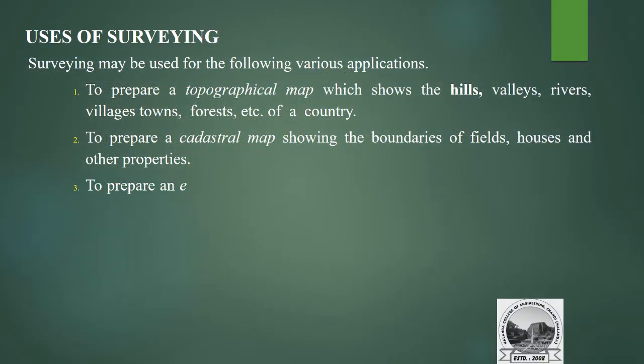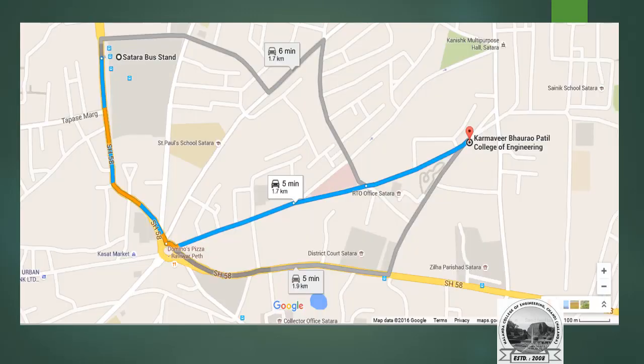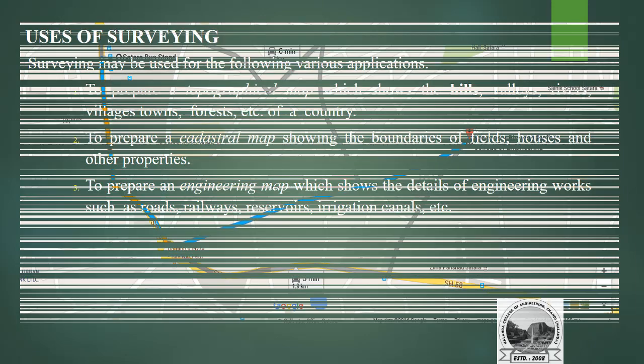Then third one, to prepare an engineering map which shows the details of engineering work such as road, railways, reservoir, irrigation, canal, etc. I have shown a Google map. Here a road is shown, from the bus station to Kamveer Gurupatil College of Engineering. Here one of the best examples of engineering map is shown. So comes to the next fourth point.